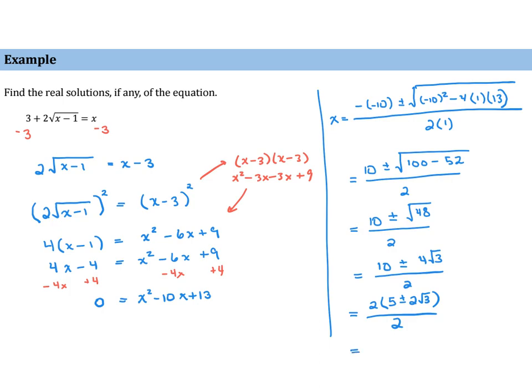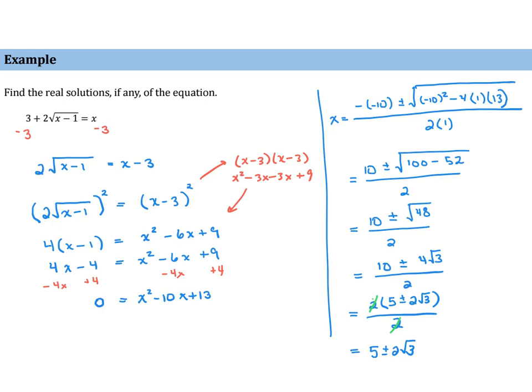And so we have, after we cancel the 2's, 5 plus or minus 2 square roots of 3. Now how would we check this? If we were to check 5 plus 2 square roots of 3, we're going to get something pretty nasty underneath that radical. So to check this, I would suggest checking the approximations.